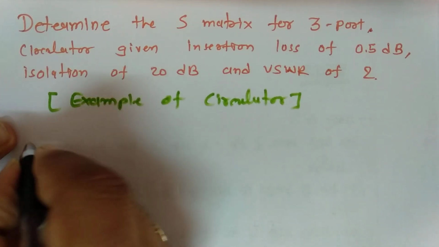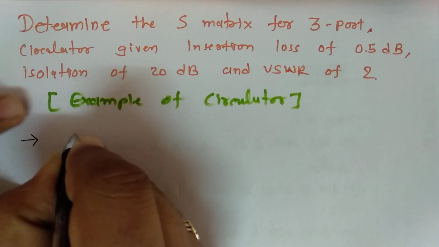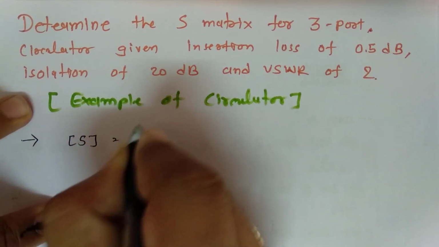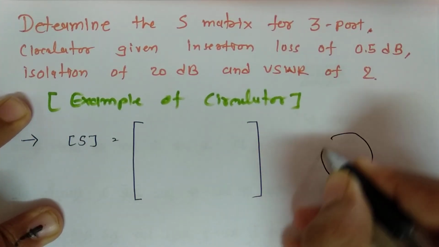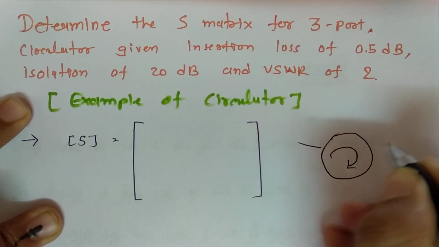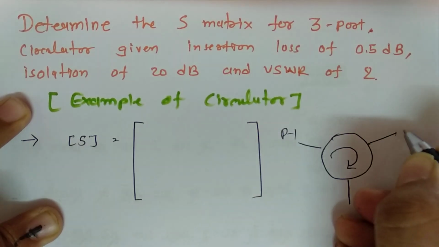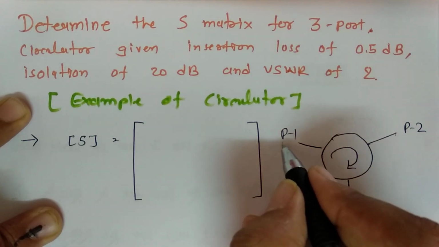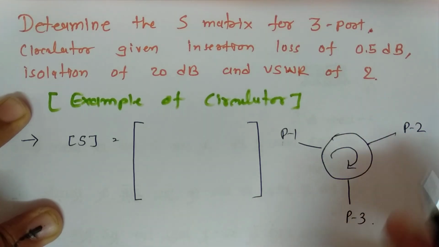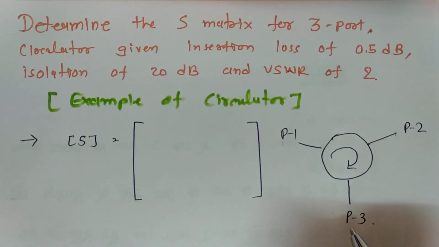So let us first draw the scattering matrix of the circulator. Here we have the circulator scattering matrix for three ports. If I say this is the direction, and this is port 1, this is port 2, and this is port 3, then if I give input at port 1, output at port 2 will appear, input at port 2, output at port 3 will appear, and input at port 3, output at port 1 will appear. So ultimately these are exactly the signals which should pass through.